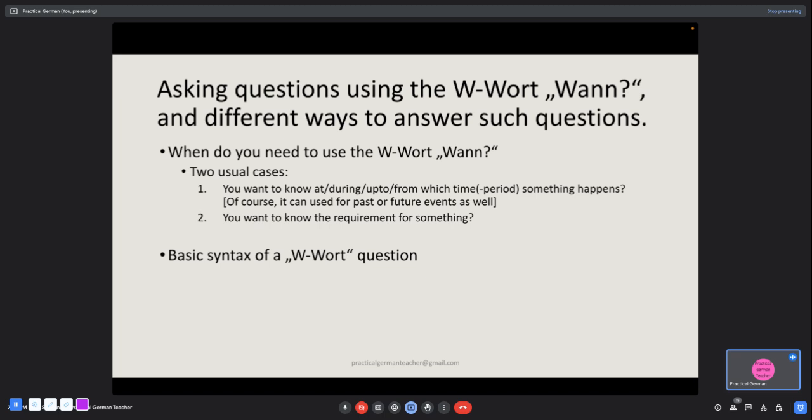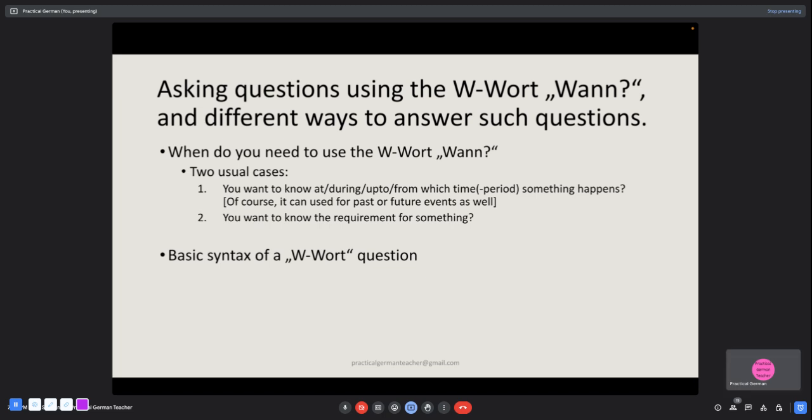Basic syntax of a W word question. You should already know this. Can someone please help me with this? So you should already know how to write a W word question syntax. So what do we have, like subject, verb, and how does the syntax look like? Who wants to answer? When is your exam? No, I need the syntax. So like how is it, like subject, verb, and so like syntax? W word, verb, subject, object, or adjective. Okay, correct.